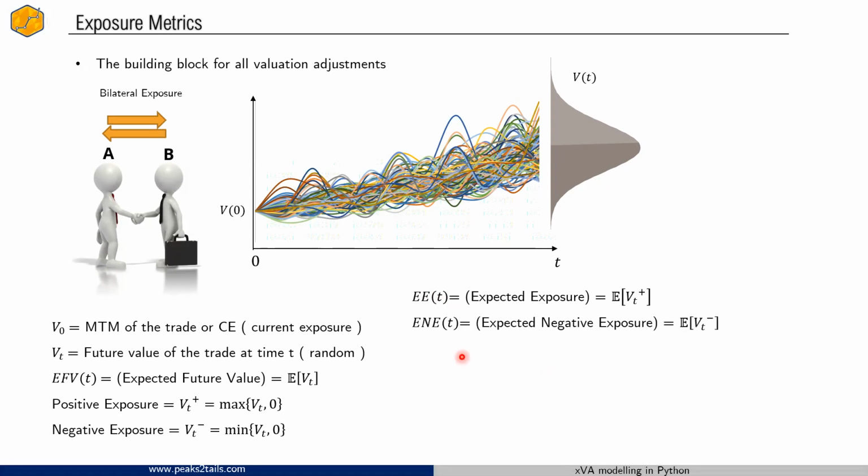Okay. Next, expected negative exposure. The idea is the same. Basically, you take the expectation of the negative exposure part.